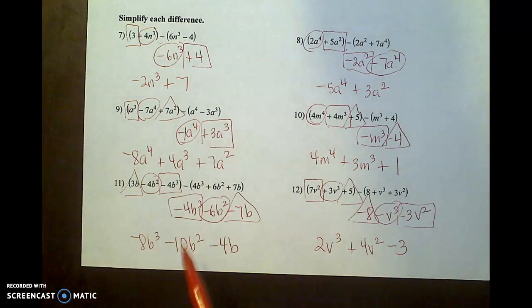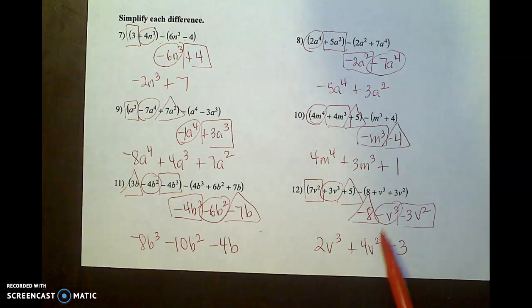Alright, so for these last two examples, again, the first thing you should have done is distribute the negative. So you got negative b cubed, negative 6b squared, and negative 7b. And then when you look to combine like terms, you should end up with a negative 8b cubed, negative 10b squared, and negative 4b.